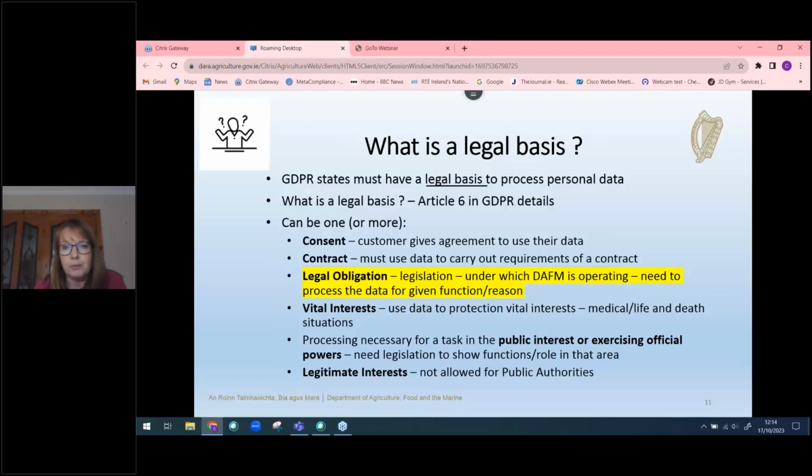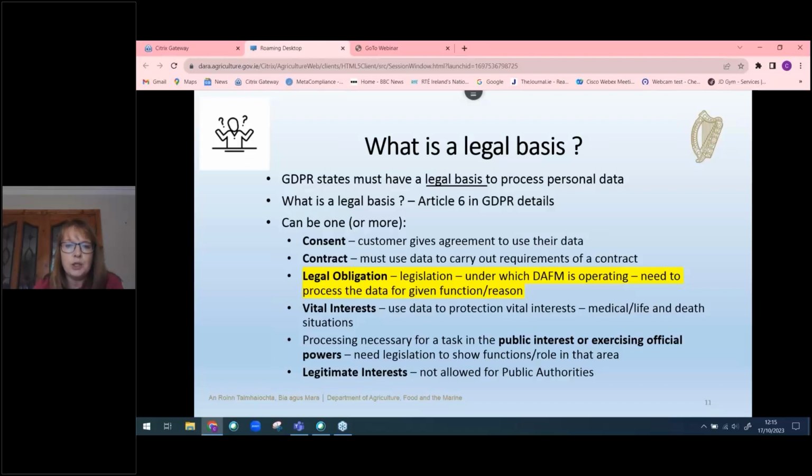Contract is another one. If you have contracted with another organisation or company for them to supply a service to you, and you need to give them your personal data or other customers' personal data for them to carry out that service, that is a contract. A contract is in place then, and therefore that is another legal basis. So that is okay legally to do that.